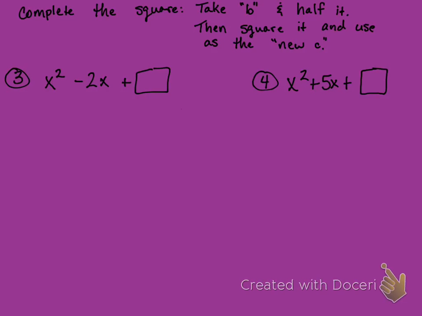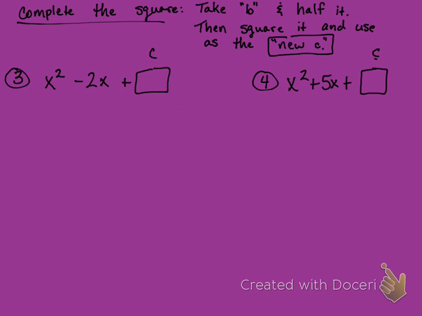Okay, so right here, to complete the square, what do we mean by that? We're trying to complete this in this process. Here you're going to take whatever the b value is and cut it in half. And you're going to take whatever that answer is, square it, and plug that in as your new c value. And that's the thing at the end that is in the box.